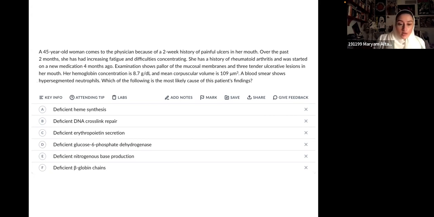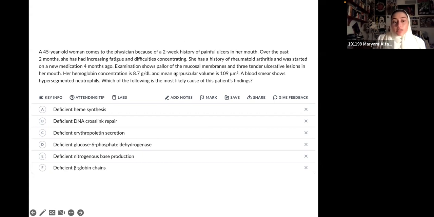Folate, B12. Okay, so the key thing in this question, I know it's a bit confusing because I just told you rheumatoid arthritis causes anemia of chronic disease, and I completely agree. But we said anemia of chronic disease is either microcytic or normocytic. However, this patient is presenting with a macrocytic anemia. So now it's different. They just put rheumatoid arthritis to confuse you. Okay?